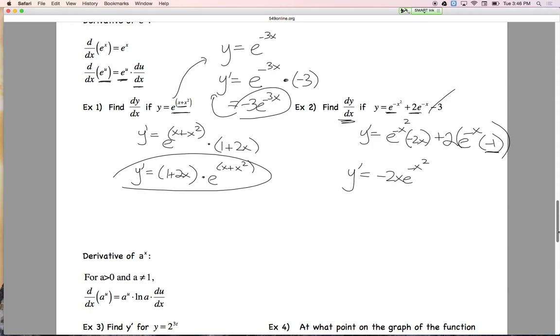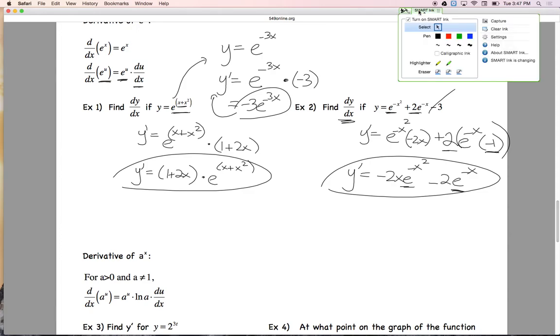This negative can go out with the positive 2, making it negative 2 e to the negative x. And one of the things that we'll do down the road is we'll start factoring out powers of e. But for right now, we're going to leave that alone. But later on, we'll start factoring out powers of e, and I'll show you how to do that as we get closer to that.